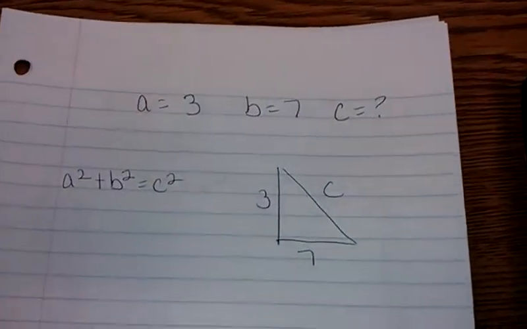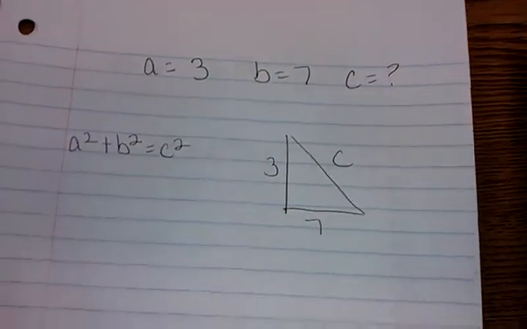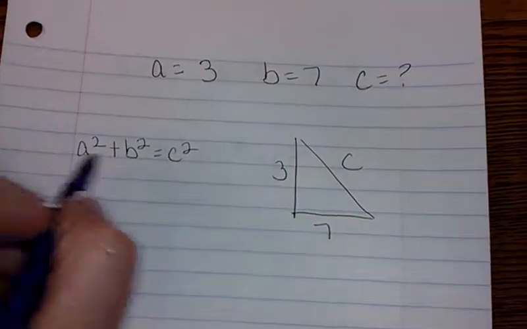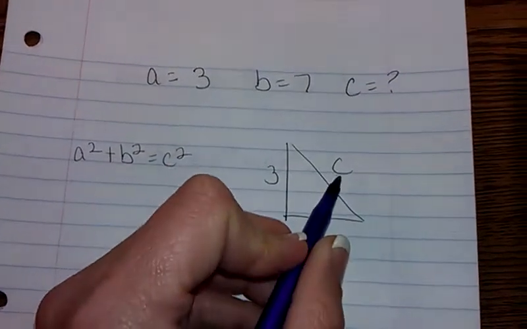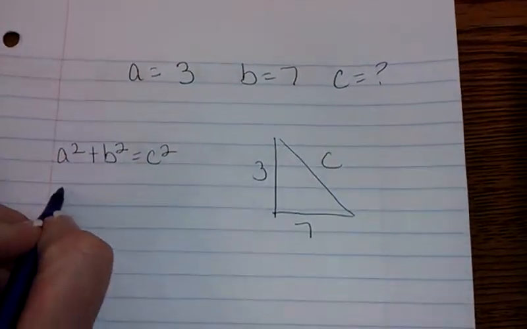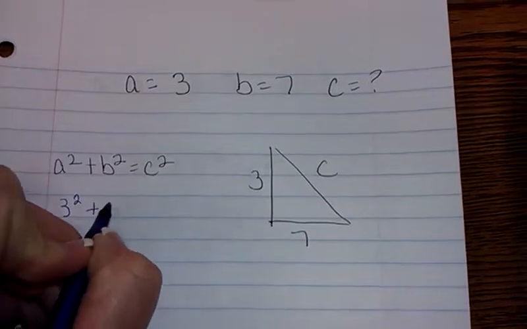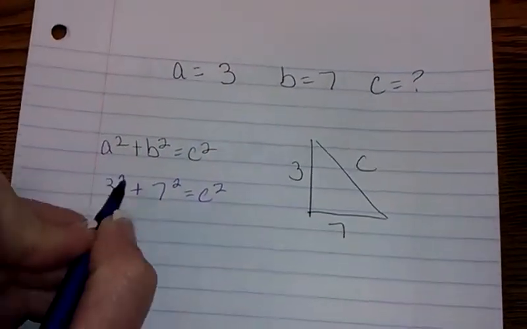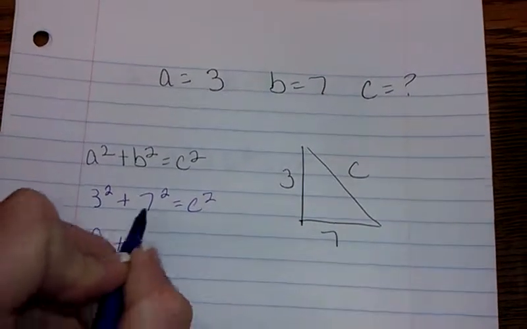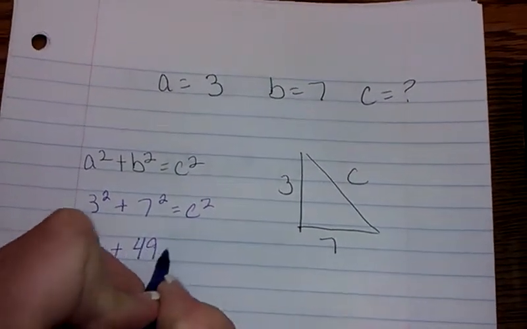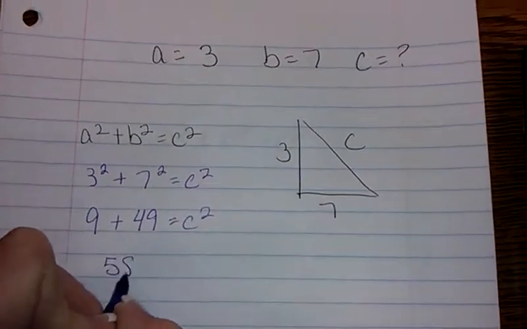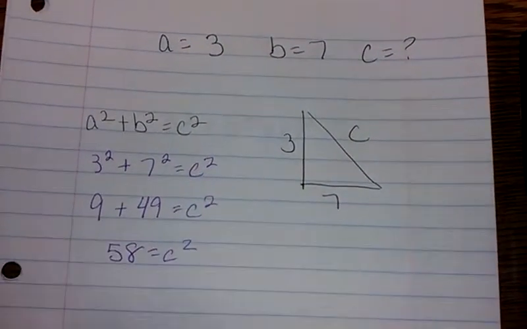Okay, so here's the first one where you can pause the video and solve for C and come back and see how to do it. Well, first off, these are my legs right here. I need to find C, so I'm going to take 3 squared plus 7 squared equals C squared. 3 squared is 9, plus 7 squared, which is 49, equals C squared. This is 58 equals C squared.